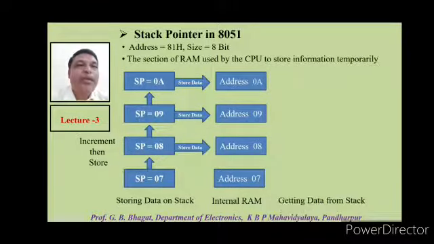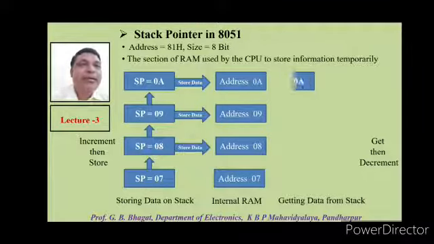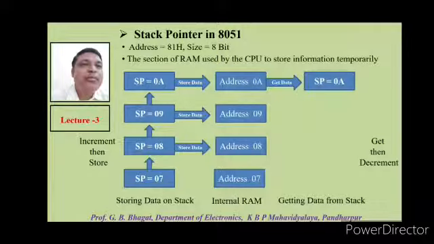Similarly, if we have to remove data from the stack, then the style is opposite to that of the storing process. That is, first remove the data and then decrement the stack pointer. That is, get then decrement. Here, at first data will be removed from the stack, and then the stack pointer will be decreased by 1, like this.